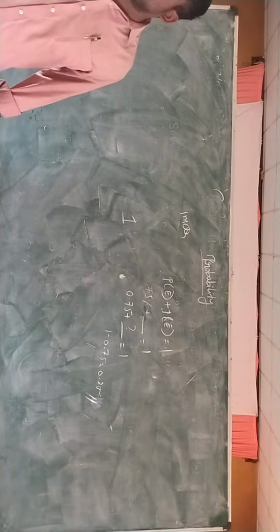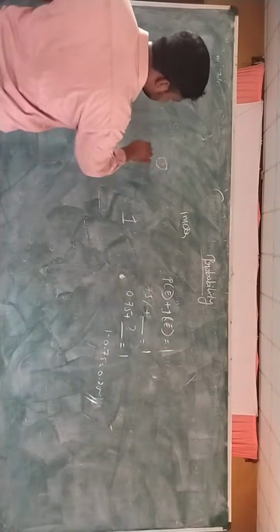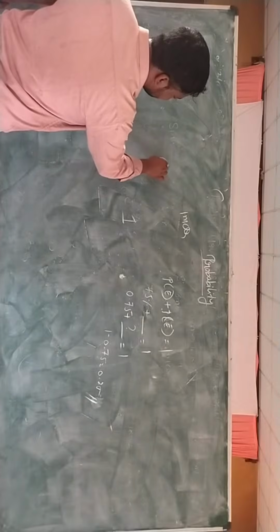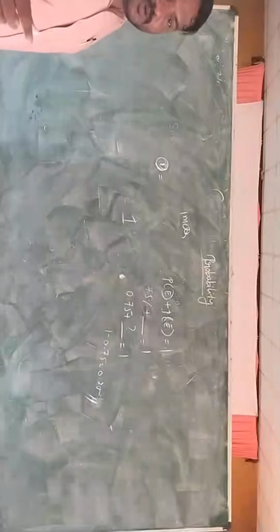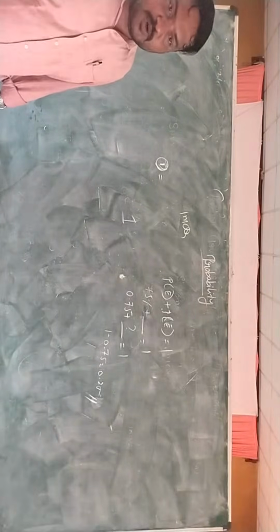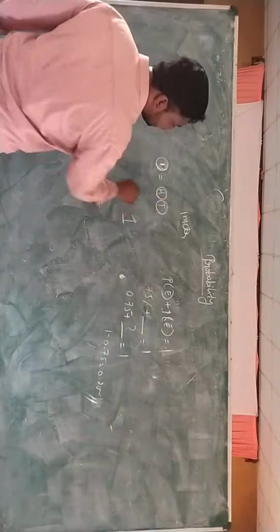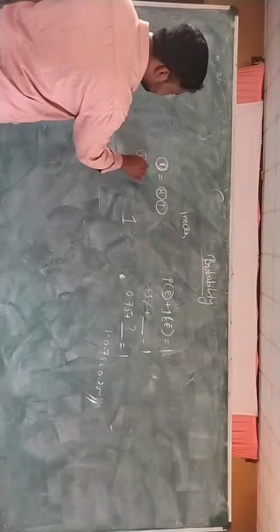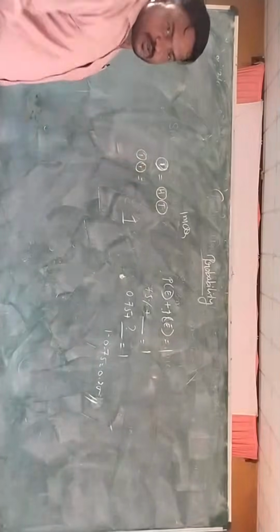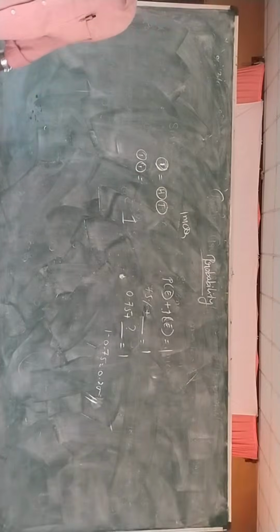Then after that, basic questions. For example, if you toss 1 coin once, how many outcomes you will get? 2 outcomes, either head or tail. 50-50. If you toss 2 coins simultaneously, how many outcomes you will get? 4. 2 square, 4.